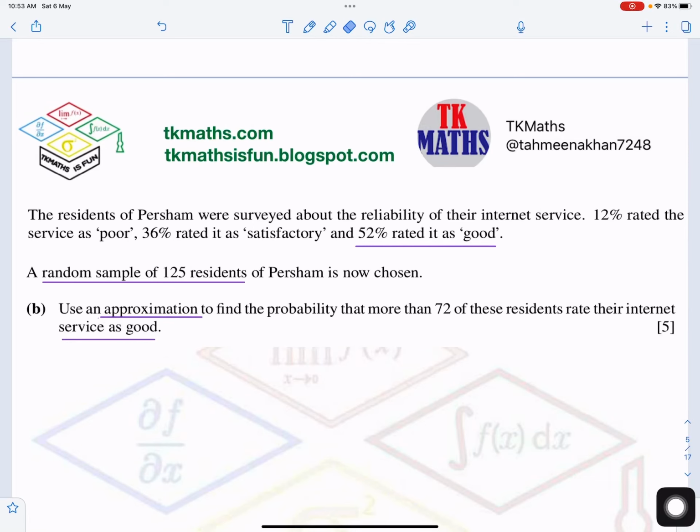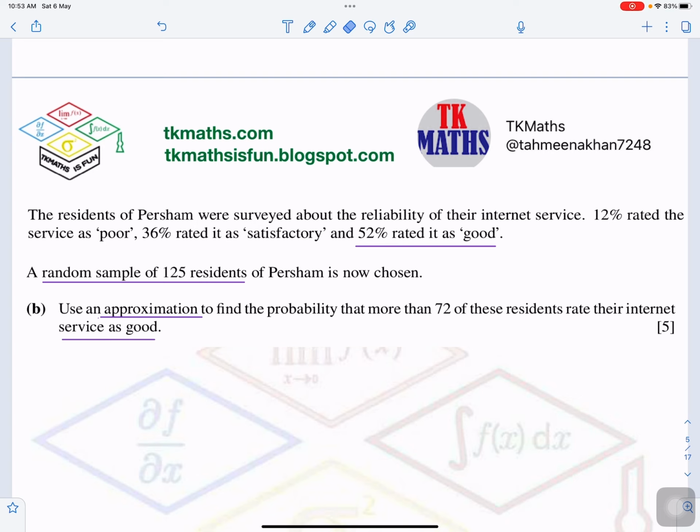In today's video, we will solve a question of probability in the context of A-level mathematics S1. This question is part B of the main question. Why did I pick it up? Because it is talking about approximation, which is usually a challenging part for students.